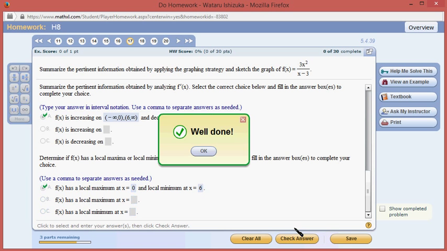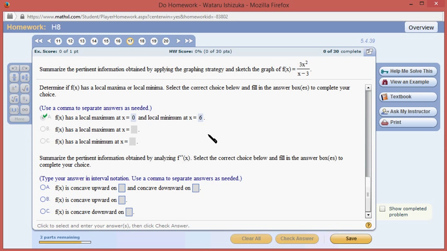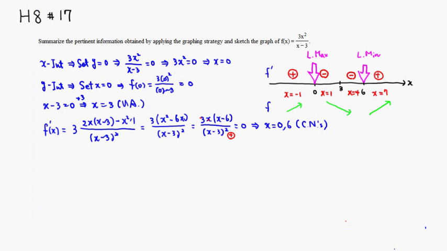Alright, let's check the answer. Alright, we got that. Then we have to look at the second derivative, and then we have to discuss concavity. Alright, so let's do that. So second derivative. Let's see, which one should I look at? Let's look at this one. Alright, so let's take the derivative of that.